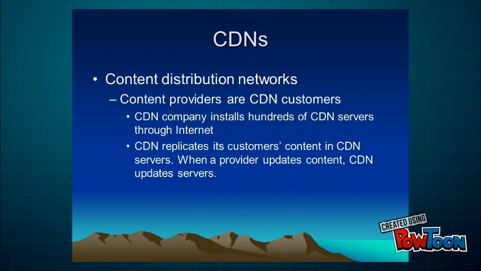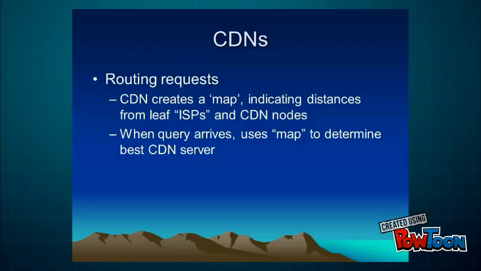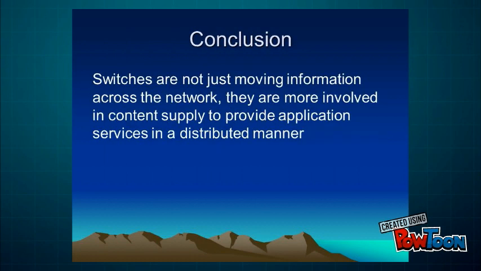In content distribution network, content providers are CDN customers. In routing process, it uses a map to determine the best CDN server. We can conclude that switches are more involved in content supply. So that's it.